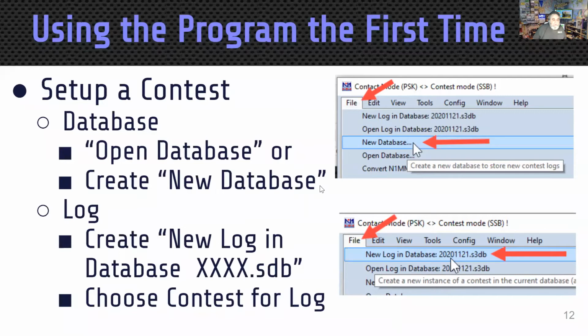Once you have established a database, you want to create a new log in that database. And every time you start a contest, that's one new log. If you're going to be opening up the program again to run another contest that you're already doing, you might want to open a log, but in most cases when you're just starting out, you're going to be putting a new log in the database. And you'll notice here it says new log in database, and then it has some weird numbers after it. That actually tells you what the name of the database is. So you can see here when I took this screenshot, my database was 2020-11-21 because I was getting ready for the CQ Worldwide CW contest.